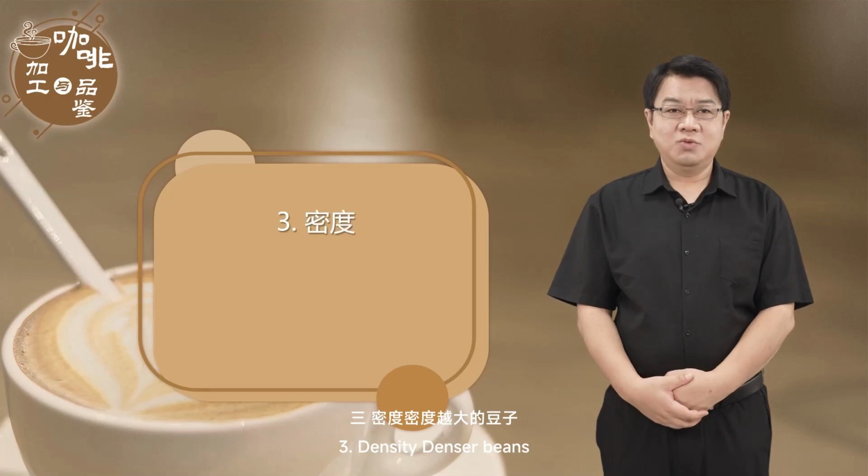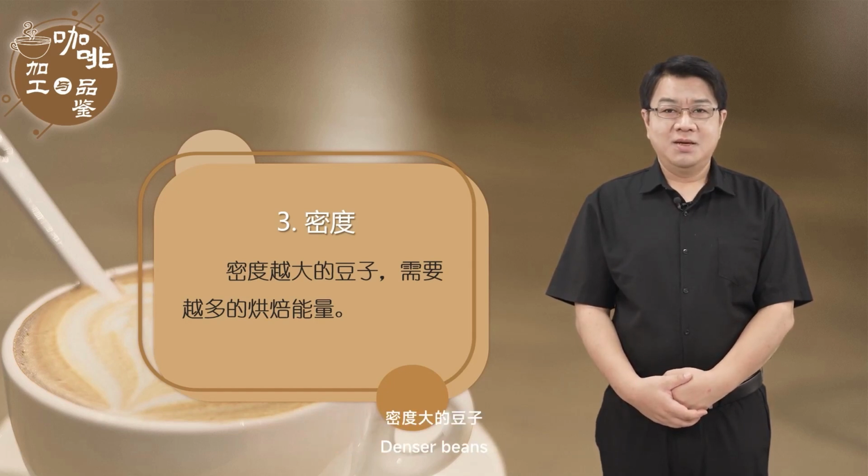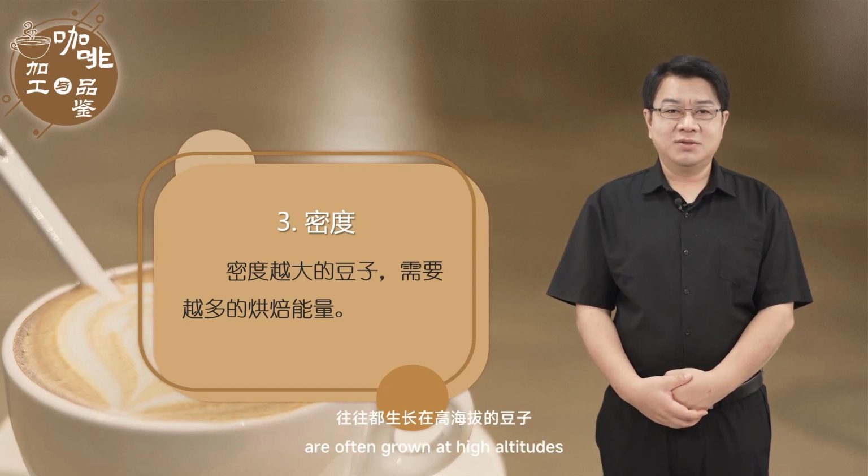3. Denser beans require more roasting energy. This point, like bean size, is also relatively easy to grasp. Denser beans are often grown at high altitudes and are generally harder in texture, requiring more roasting energy to facilitate more and fuller chemical reactions with their rich internal compounds. This makes sense.